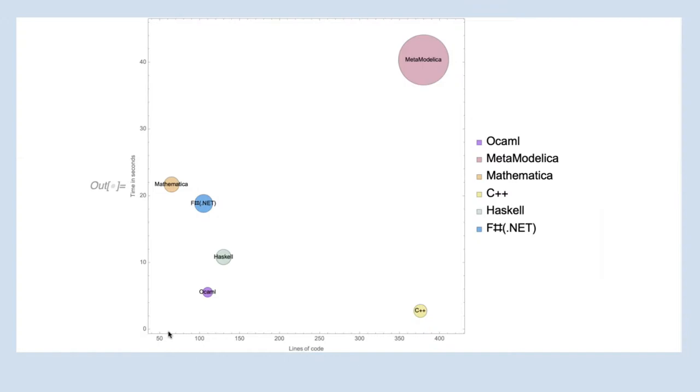We also tested F#, which was my favorite programming language back then. And you can see it was almost 20 seconds. Haskell is lying around here, around 10 seconds, a little bit over 100 lines. And then we have OCaml here, which looks like a very good compromise between the execution time and the lines of code that we generated.